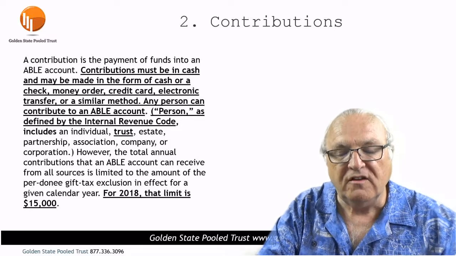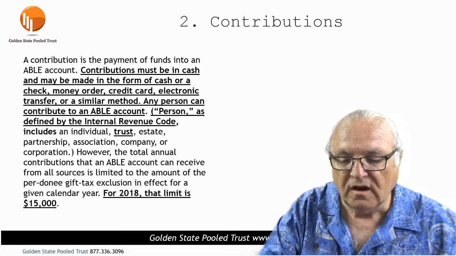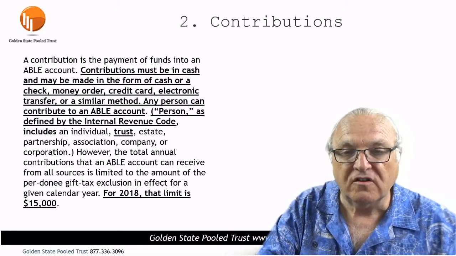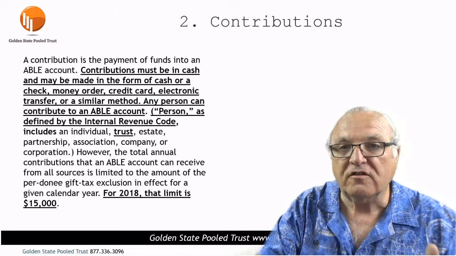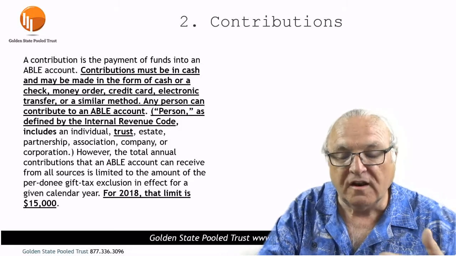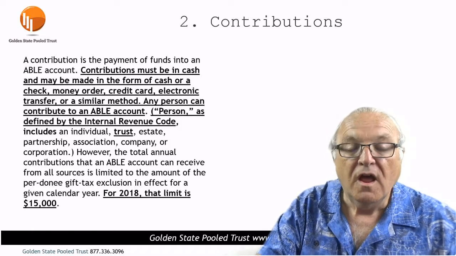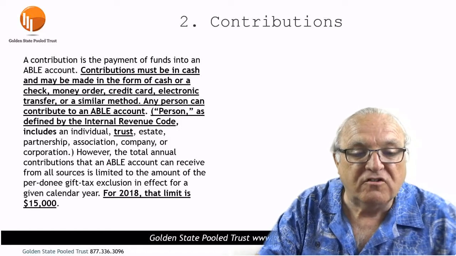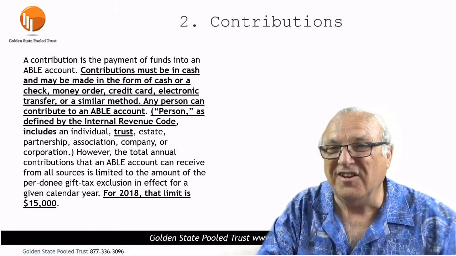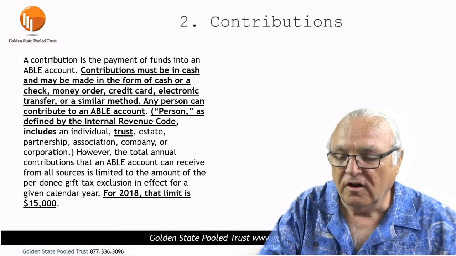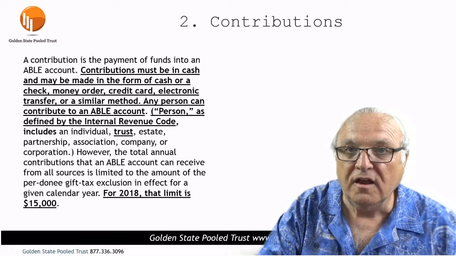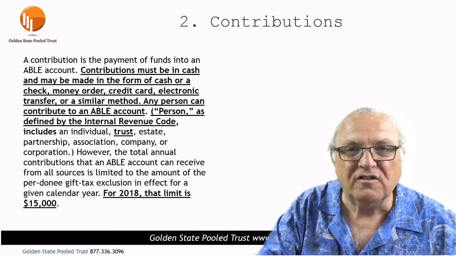Now that is based on the federal gift tax exemption, so there is a cost of living increase. Someday it'll go to $16,000, someday it'll go to $17,000. And this may be subject to change by legislation. So, as I like to say, you might think you have learned everything you can about ABLE, but it's something that's constantly changing.